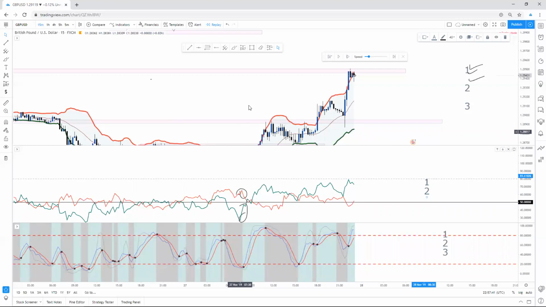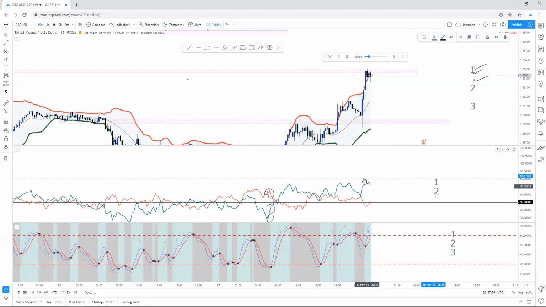The red does the opposite of what's happening in the chart. So if the red line goes up, the chart goes down. If the red goes down, the chart goes up. But the green does exactly the same. If the chart goes down, the green goes down with it. If the line goes up, the chart goes up with it, because this is the strength of the predominant pair, okay?